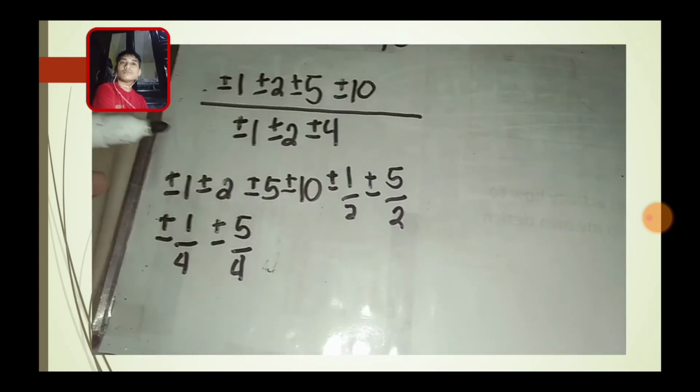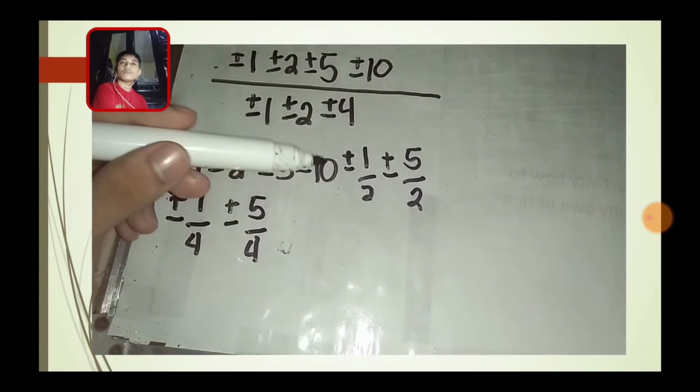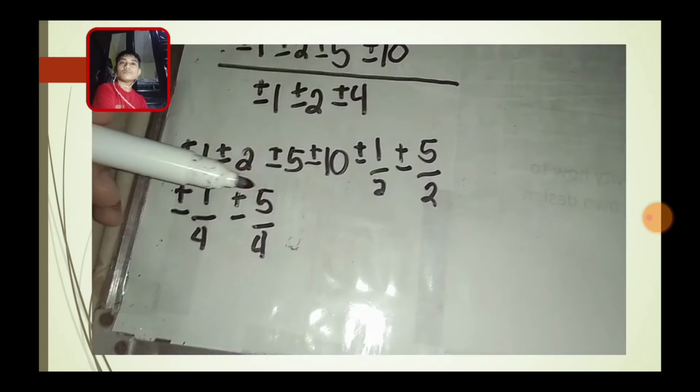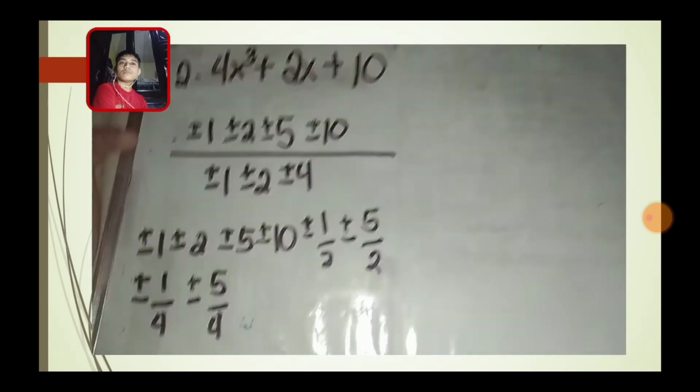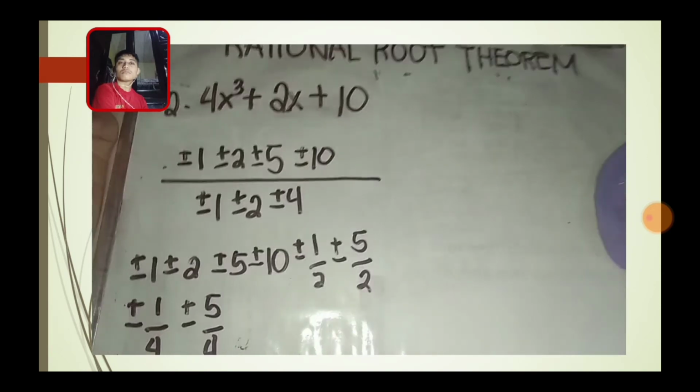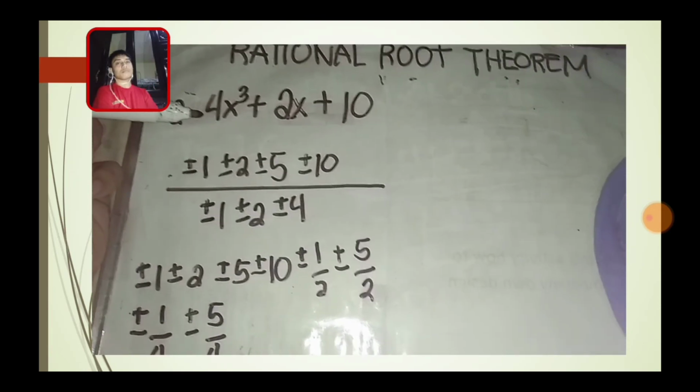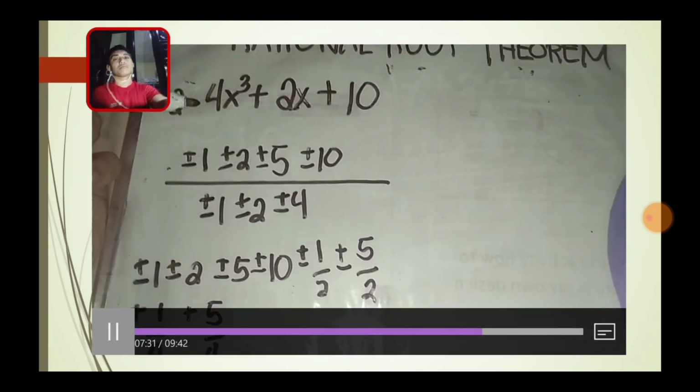How many roots do we have? 1, 2, 3, 4, 5, 6, 7, 8. Times 2, we have 16. We have 16 possible roots in our given. So, one of them may hit the jackpot in our given and give a remainder of zero.